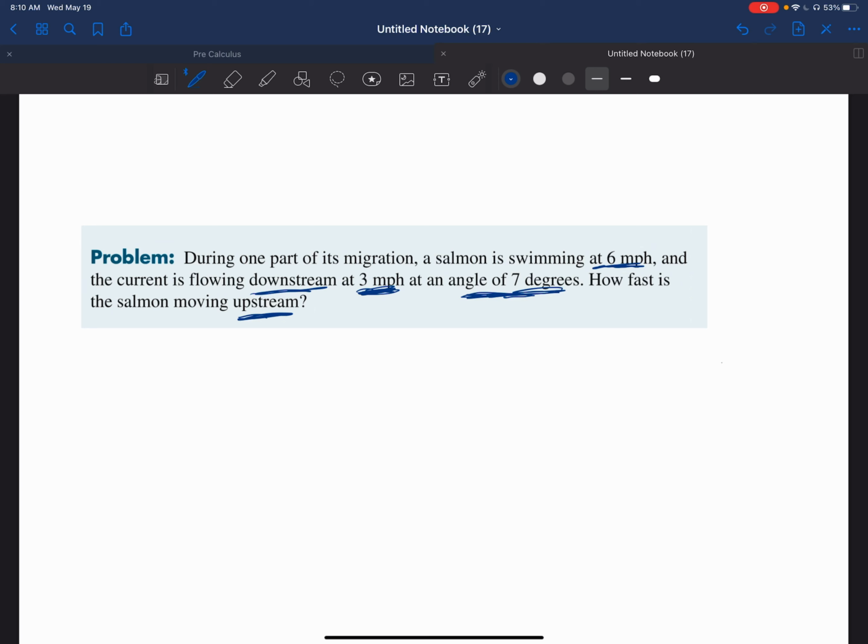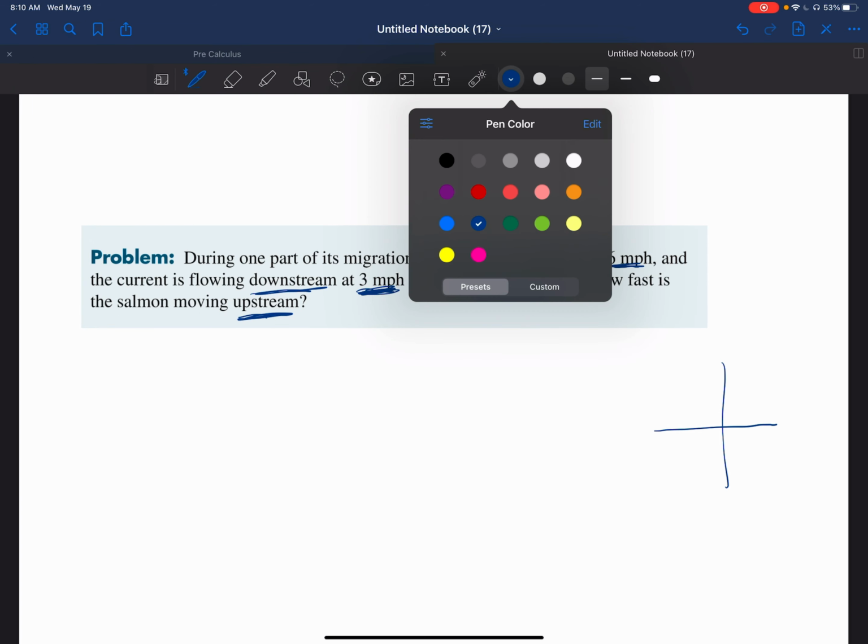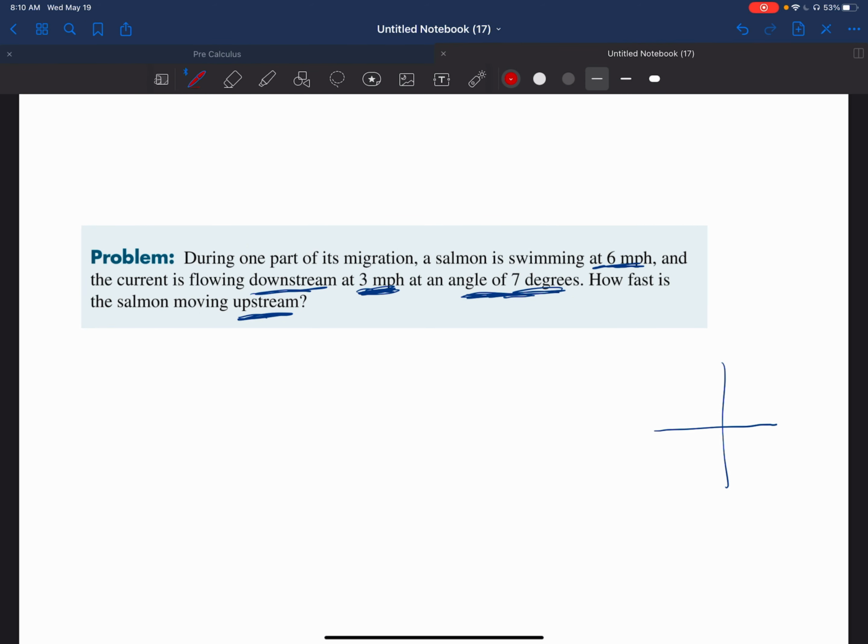The first thing that I'm going to do is draw a little chart, and then I want to plot where my velocity vectors actually are. So first I'm going to do the red one, which will represent the salmon going upstream, and I'm going to call that vector S.